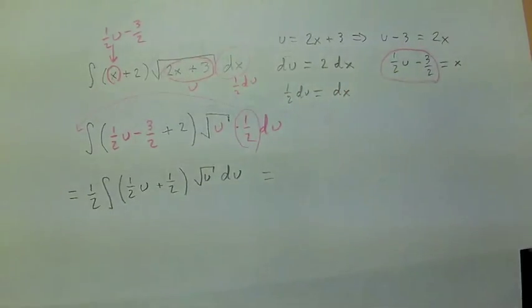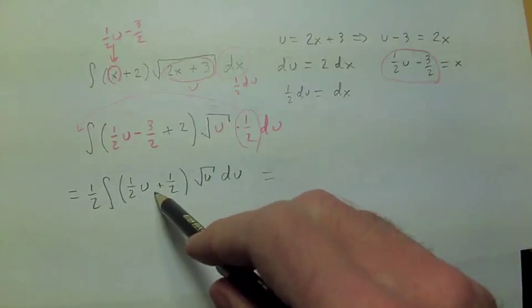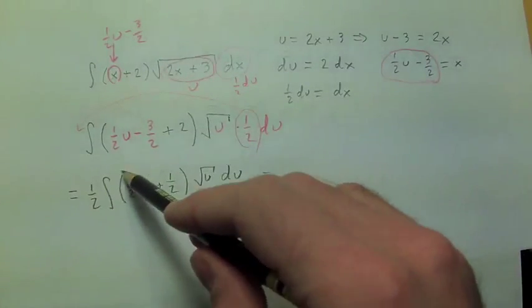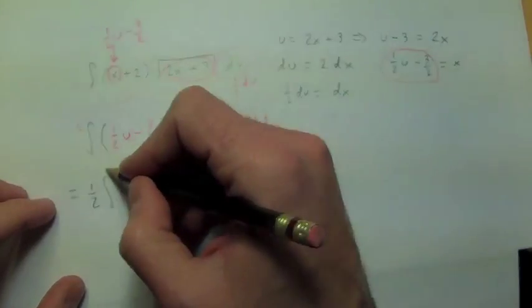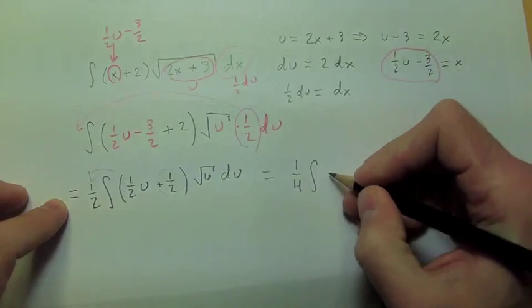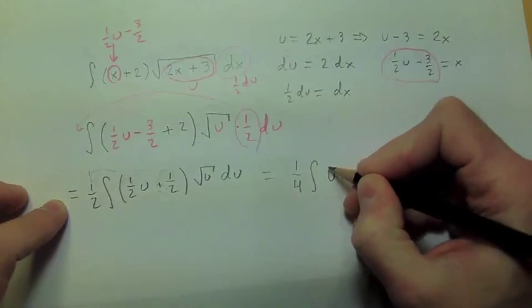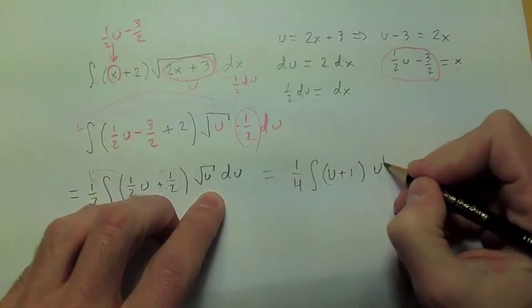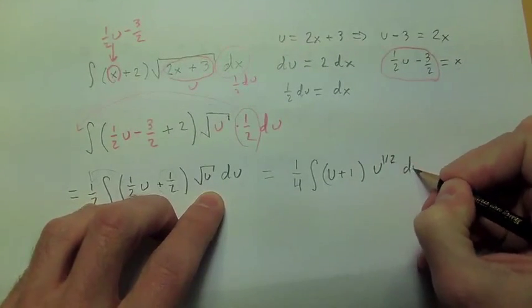Now, this guy here, they both share 1/2, so I can actually factor out a 1/2 again. So I'll go ahead and do that. I will now get 1/4 times the integral of u plus 1 times, and now I'm going to rewrite this as u to the 1/2 du.